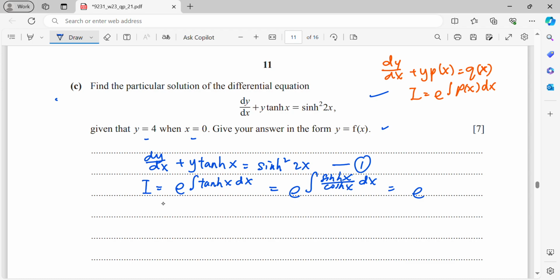Now, when you differentiate cos, it is sine. Therefore, this is ln. Okay, so e^(ln cos x) is just cos x. And let this be the second equation. So now I will multiply the second equation into the first equation.